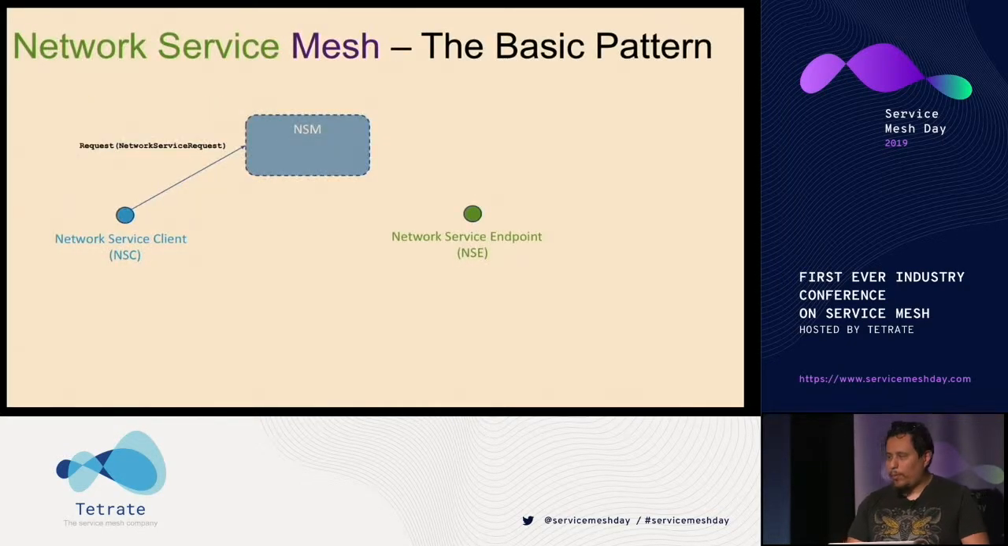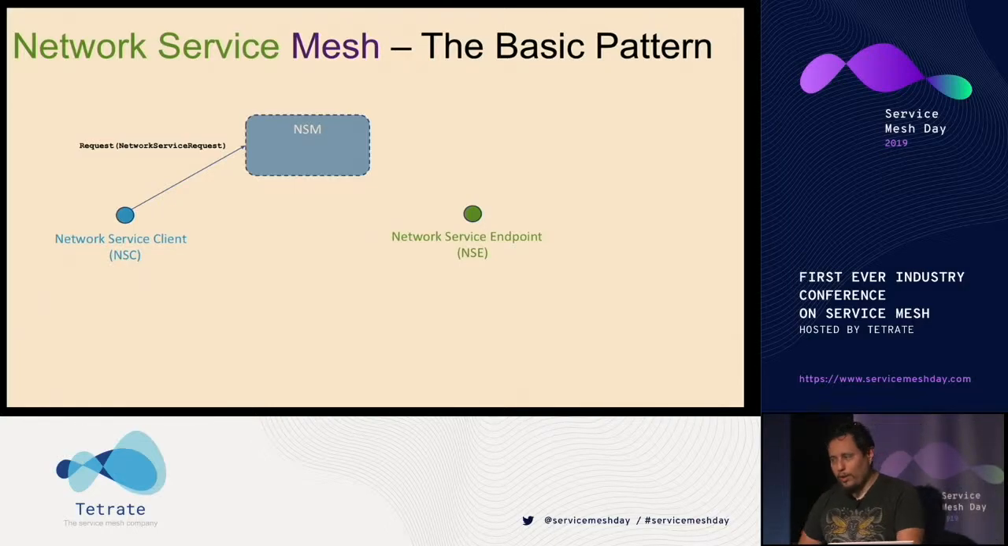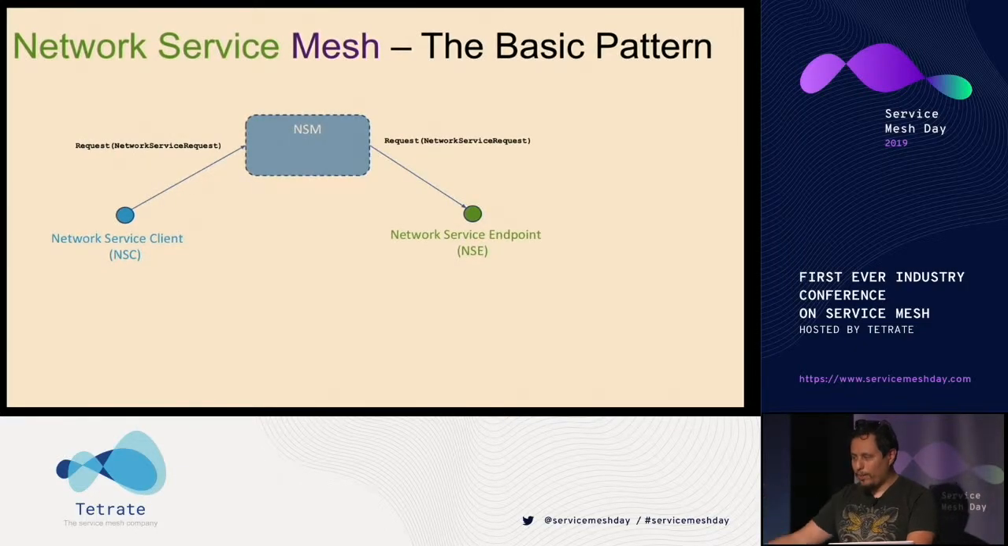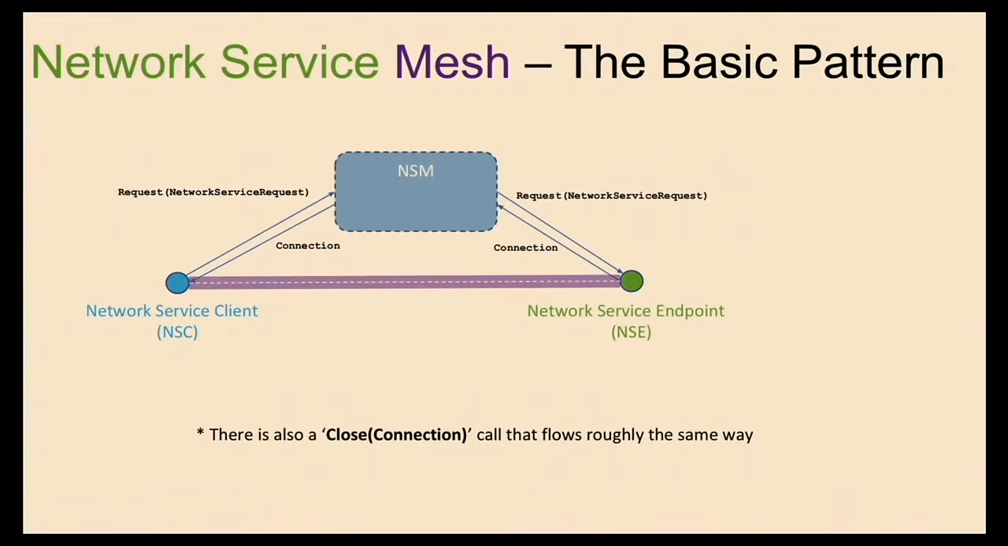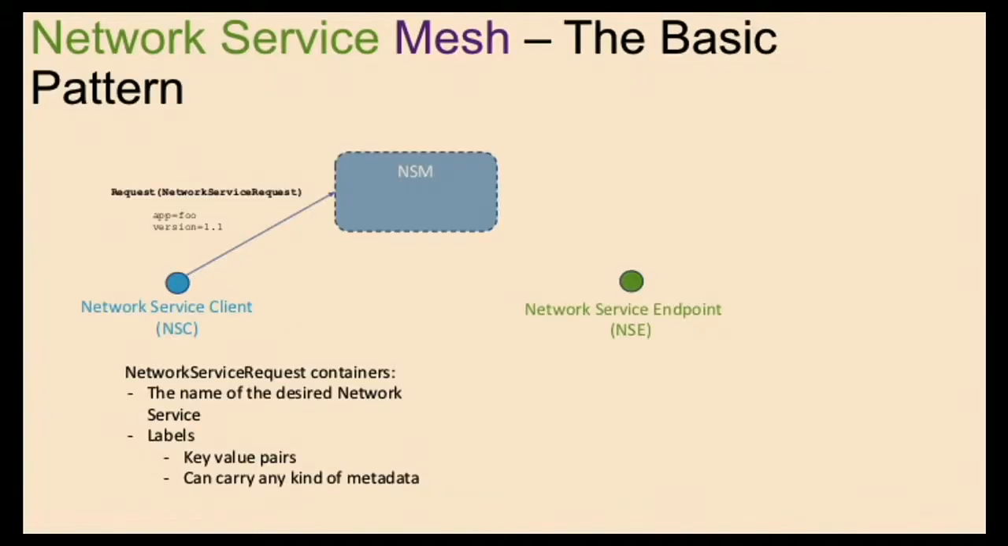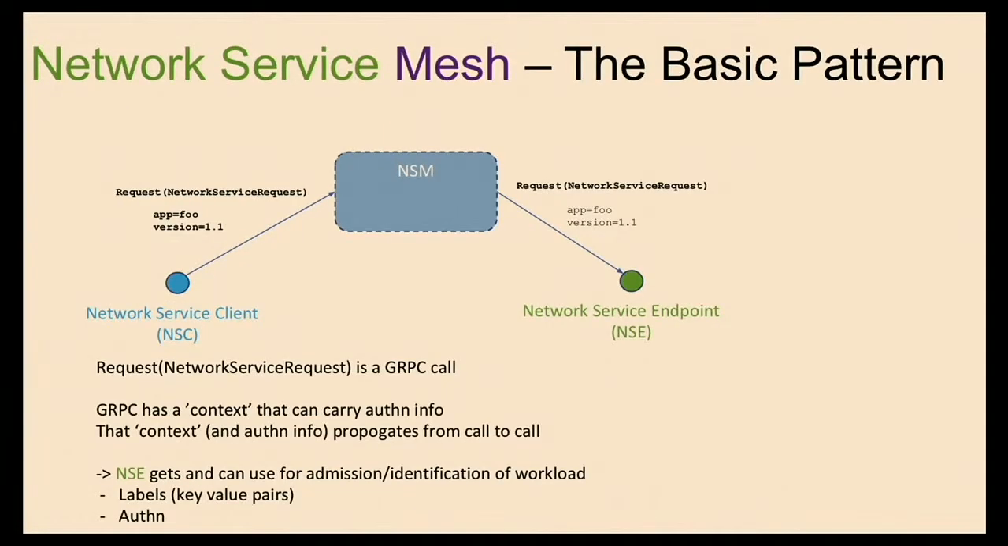And so how does this actually work then? So at the very beginning, I mentioned we have gRPC. We start off with a request, and that request gets mapped to an endpoint. Some connection gets created. And then there's also a close that works in the same way. So with more detail, you have a request. The request is asking for a specific use case, a specific application, and a specific version. And so that gets mapped to something that has those labels and is capable of consuming those labels to provide you with the thing that you want.